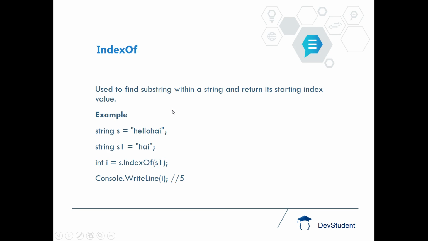Next we have one more function called IndexOf. It is used to find a substring within a string and returns its starting index value. For example, I have a string called hello hi. I want to find where hi exists in that original string. Then you can use a method called IndexOf. That means if you have a big string and a small string, you can find it in the original string. It is used for searching a string in a string. I'm going to show you a demo of it so that it will be clear.